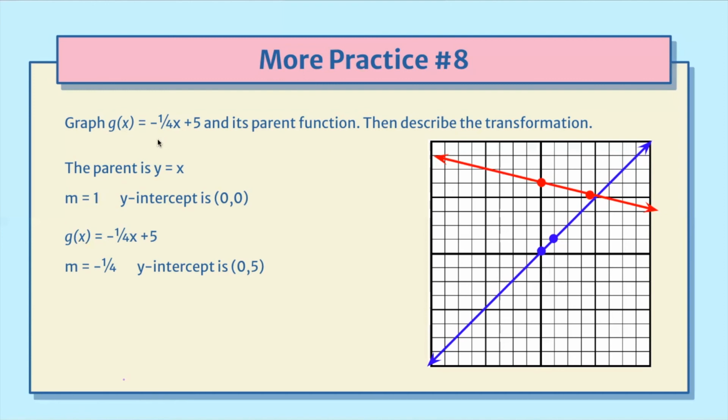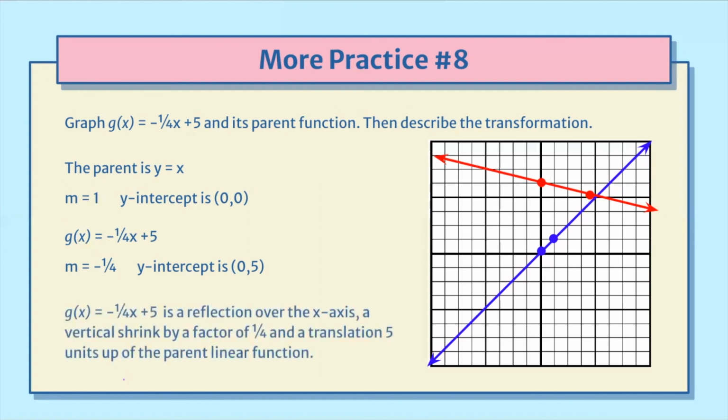If we look at the equation, we can see the negative in front of the 1/4 x. So we can see that it's a reflection over the x-axis. And then the 1/4 tells us that it's a vertical shrink, which is getting closer to the x-axis. But it doesn't seem that way because of the +5, which moves the graph up 5 units. So we can say that g of x is a reflection over the x-axis and a vertical shrink by a factor of 1/4, and then a translation 5 units up of the parent linear function.